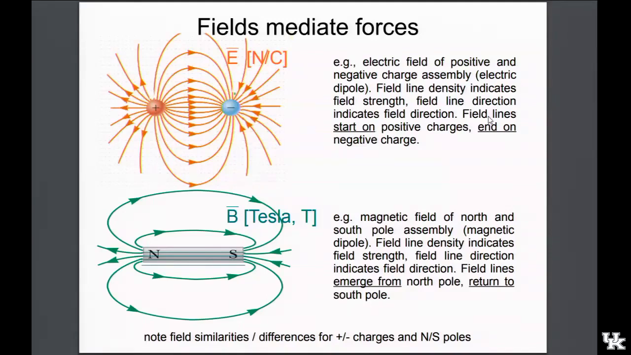I tried to show that, not very well, with these lines here. They all form loops. There's no endings of the field lines for the magnetic case. They don't form loops upstairs here for the electrical case. They come out of the positive charge and they return to the negative charge. So there is a difference.